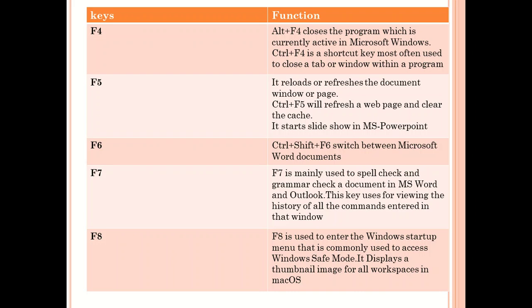Then F6 is used to switch between Microsoft Word documents. You just use it in combination with Control plus Shift together with F6, and then you can move from one Microsoft document window to another. Then you have F7. F7 is used for spell checking or grammar checking in Microsoft Word and Outlook.